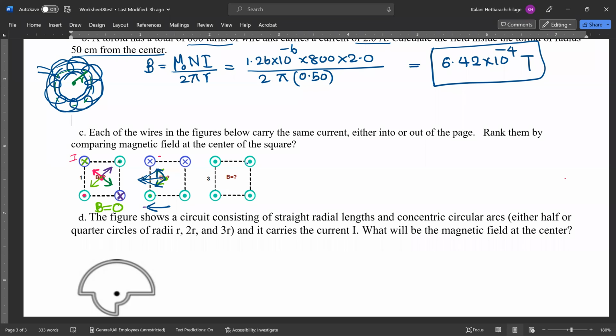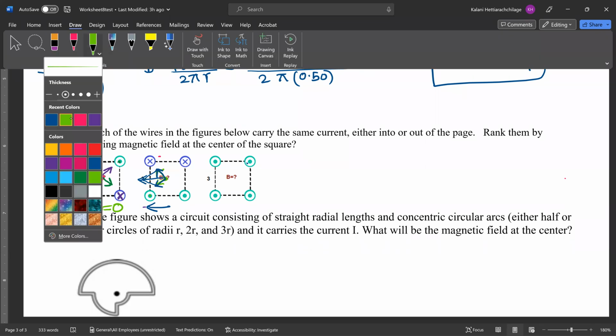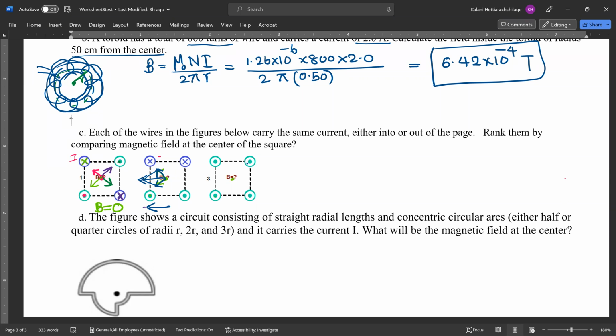So now you go to the last one. Last one, since these are already done, you know that the magnetic field will create this way and this will create this way. They're going to cancel out. Give me a second. Not that way. So this way, and this one will do the magnetic field this way. They will be exactly the same.